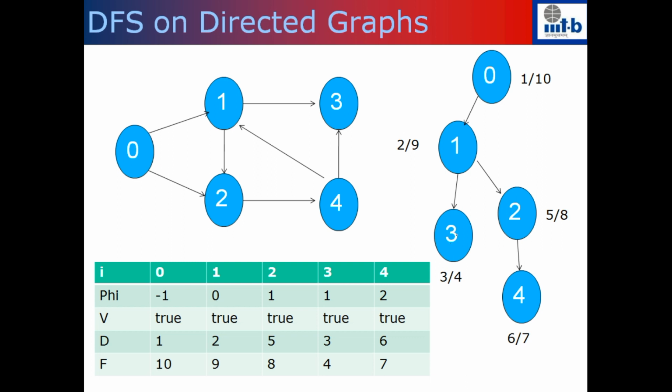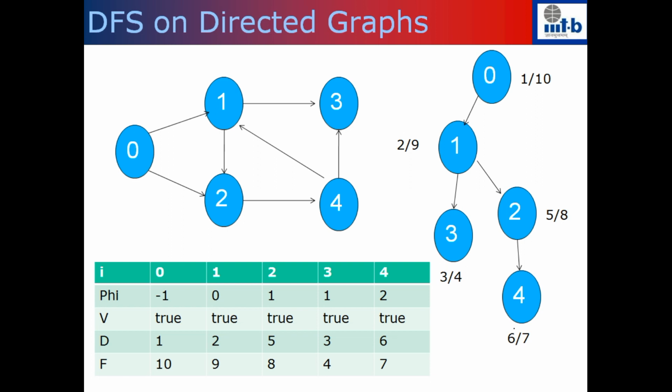So now I can't go any further from 3, because there is no outgoing edge from 3. So I set the finish time of 4 and go back to where I came from, right? So I came from 1. So the other edge that I can visit from 1 is 2. I go there, set the discovery time as 5. From 2 I can go to 4. So I set the discovery time of 4 to be 6.